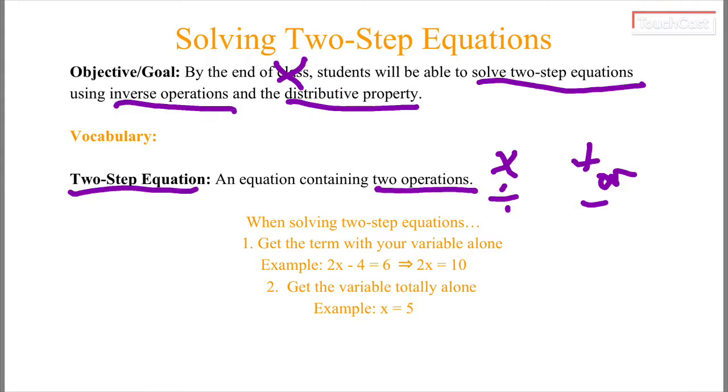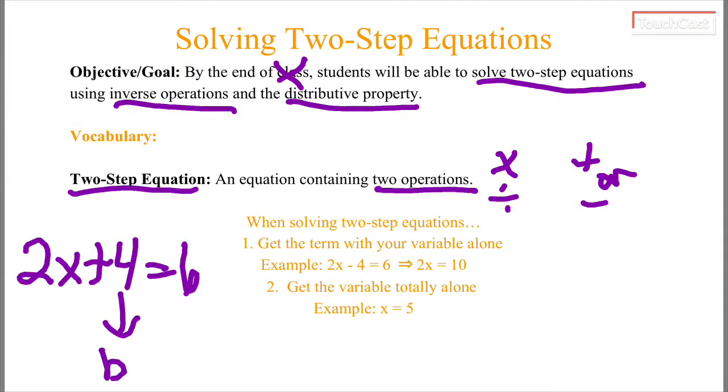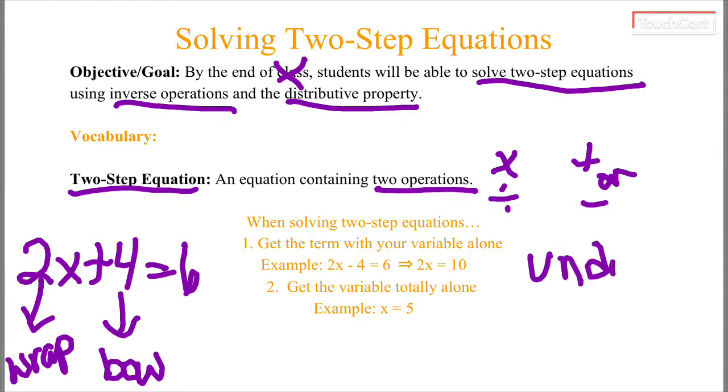If you remember from 6th grade, when we taught you this, we used the wrapping paper example. So, for example, in a 2-step equation, you would have something like 2x plus 4 equals 6. That's your bow. You always take off the bow before you take off the wrapping paper, and the multiplication or division is your wrapping paper. So when solving 2-step equations, get the term with your variable alone. That is your job. Get the variable totally alone. You always undo addition or subtraction first. Super important, all right?